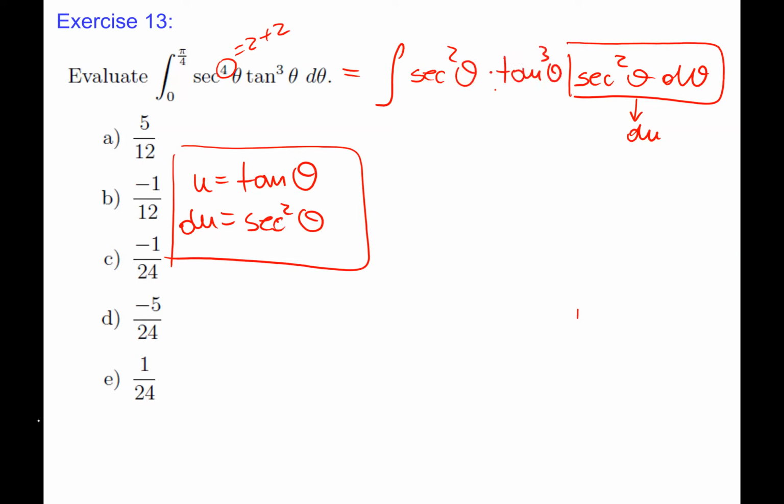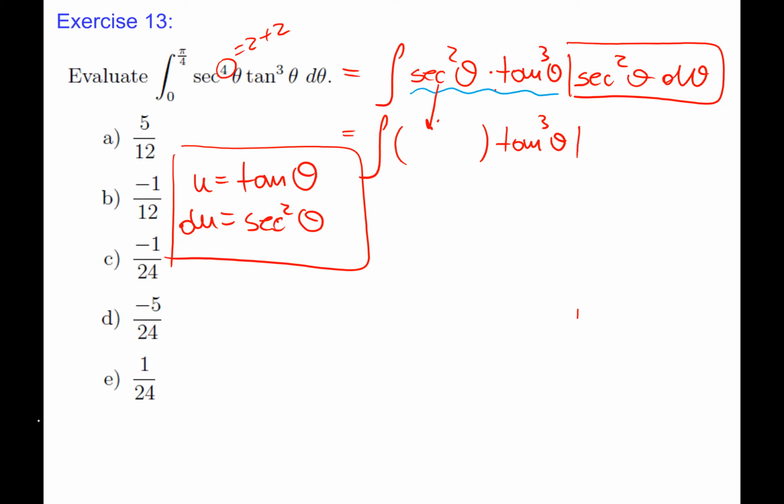Okay, now we're good. 2 is 4. Since we're letting u be tangent, I think it's a good way. Probably both ways will be okay. My blue part must be rewritten in terms of tangent. That means this is the problem. It's not to the power of 4 anymore. This will stay. I can rewrite this one.